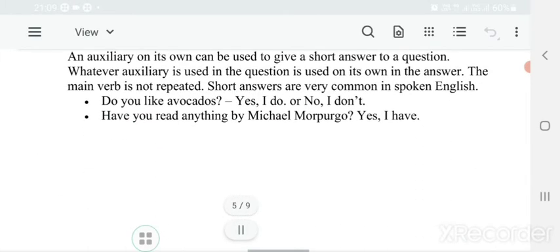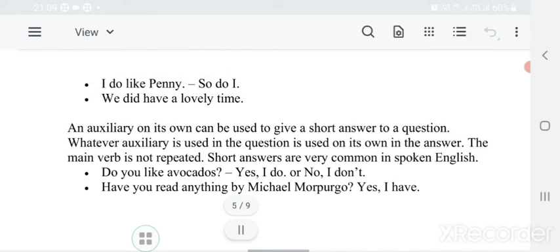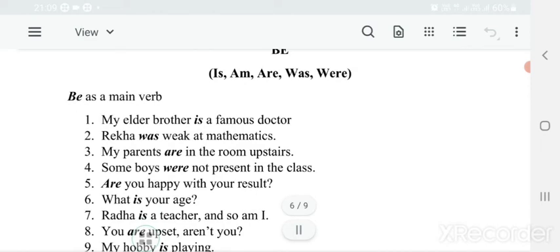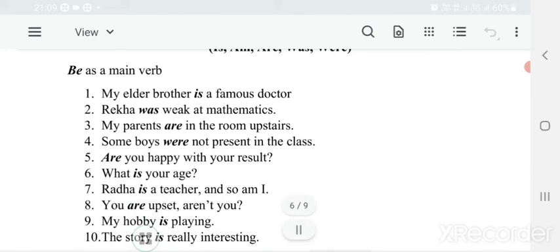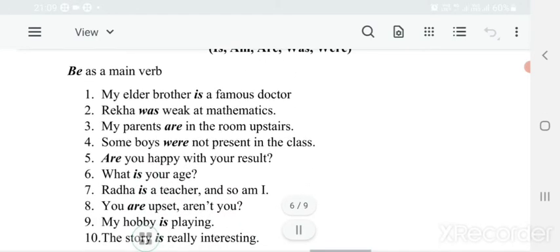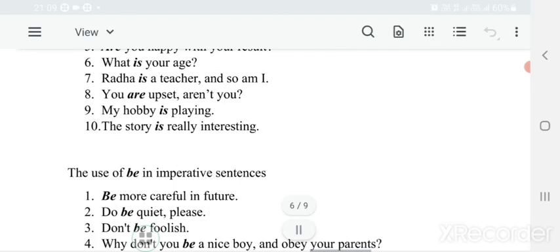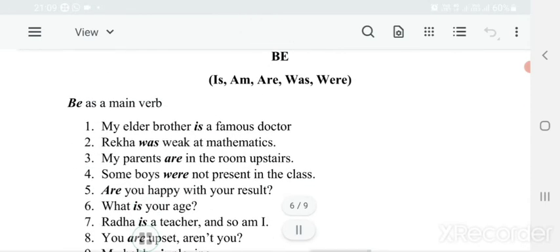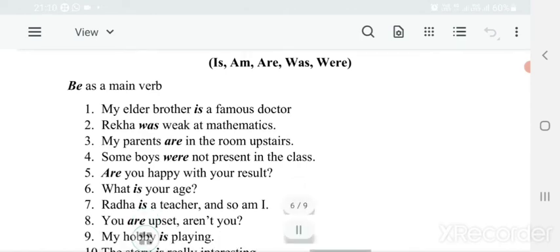So in this PDF, you will be able to see various uses of auxiliaries, and you can go through it directly at your own accord. Now we will discuss them one by one. For example, the first primary auxiliary, be. Be can be used as a main verb.